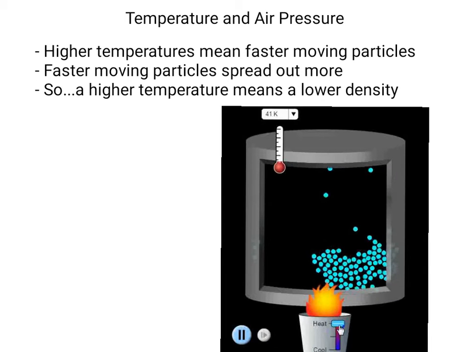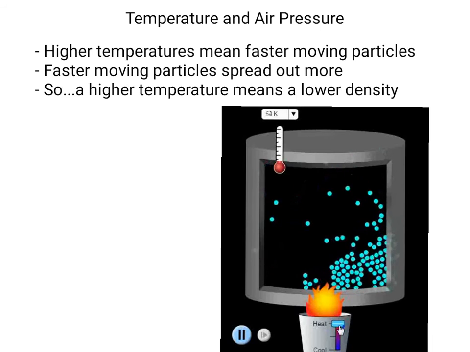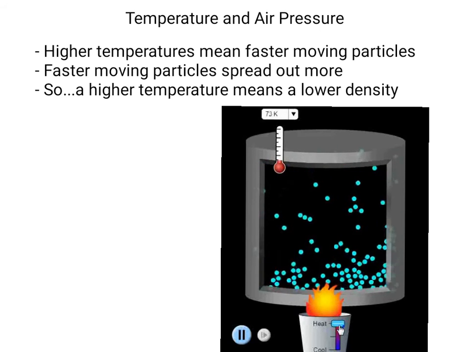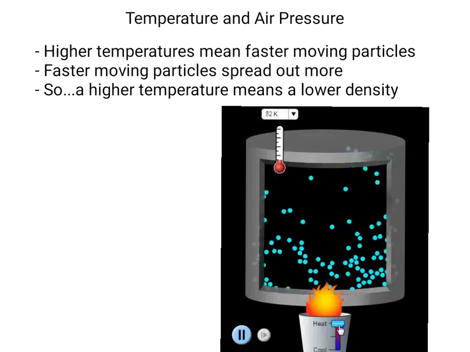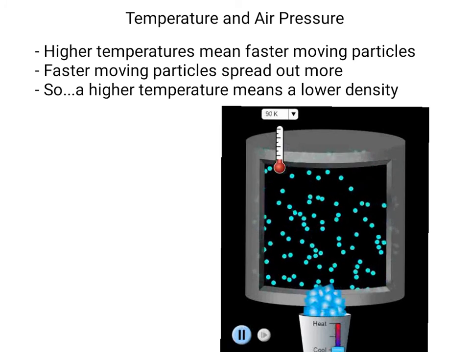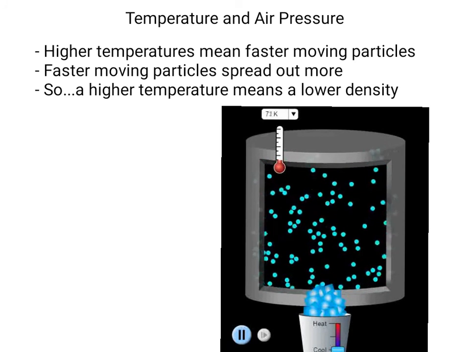Now we can also look at that in terms of temperature. So we have this little video here, and notice as we turn on the heat, these air particles start to spread out more and more and more. They move faster and faster and faster. So in other words, they're getting less dense. A higher temperature simply means a lower density.